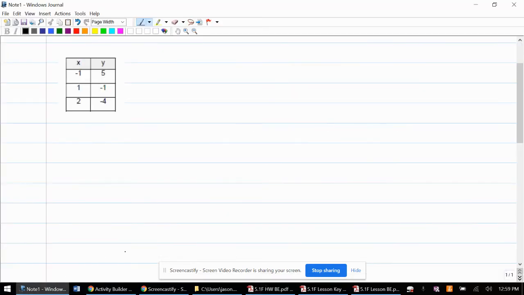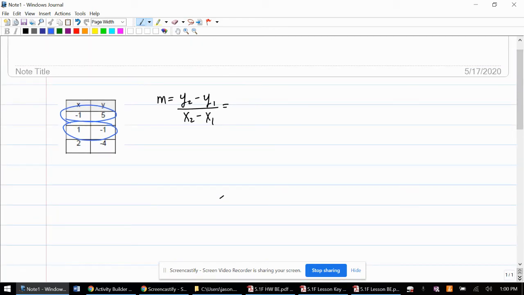So I'm going to go to my scratch paper, and I'm going to start with my slope formula. A long time ago, we did slope formula for tables. And what we did was we picked 2 points. It didn't matter which two we picked. If you're not sure what to pick, it might be best just to pick the top two.